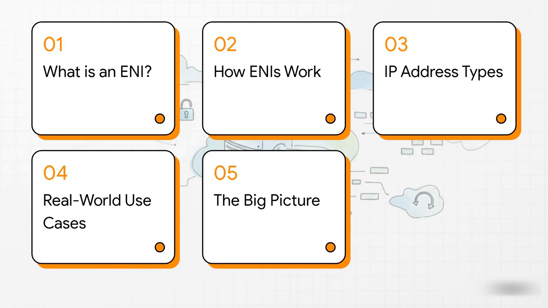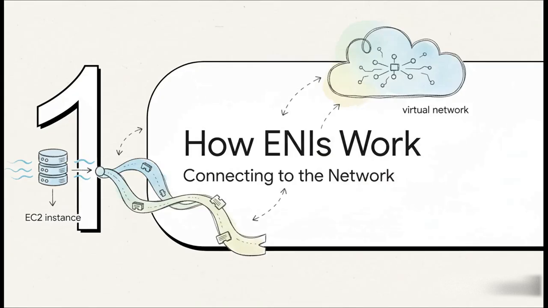So here's our game plan for this explainer. We're going to start with the nuts and bolts of how ENIs actually work. Then we'll get into all the different network identities they can have, and that's when the real fun begins, because we'll explore some powerful real-world examples. Finally, we'll tie it all together and talk about why this is so critical for pretty much any modern cloud application.